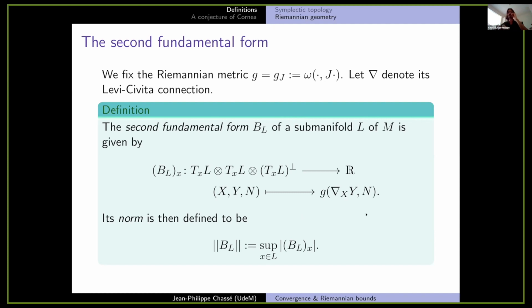This is basically what I meant at the beginning when I said curvature. This is what I'm going to call curvature: the norm of the second fundamental form of a submanifold. However, it turns out that for the proof, it won't be enough to just control the second fundamental form.